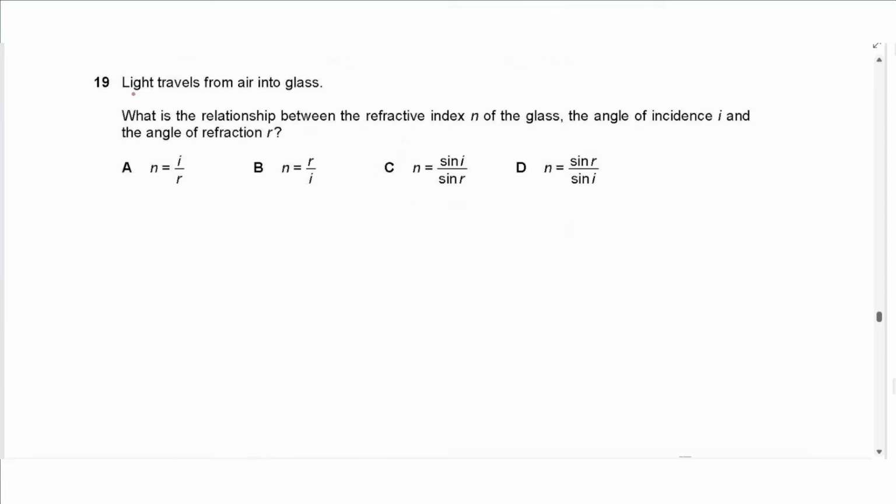Question 19 says light travels from air into glass. What is the relationship between the refractive index n of the glass and the angle of incidence i and angle of refraction r? So the refractive index is equal to sine of the angle in air divided by sine of the angle in the other medium, which is glass here. And since we are moving from air to glass, the incidence would be in the air and the refraction would be in the glass. So it's sine i over sine r. So the answer is C.